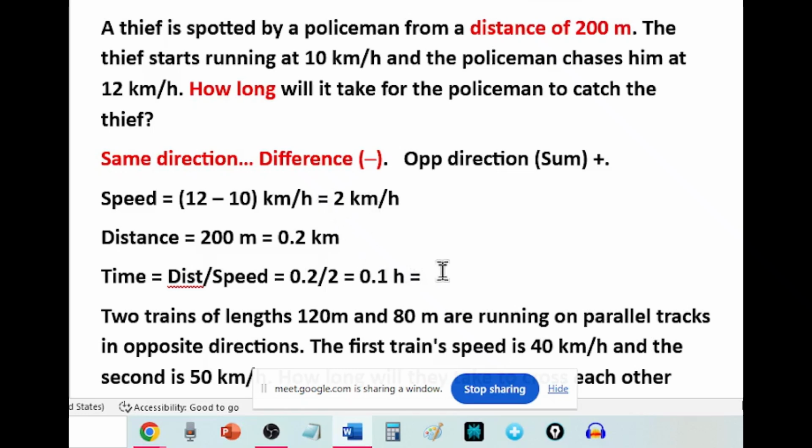So 0.1 hours. How will you change it? 0.1 into 60 minutes. So 0.1 into 60 will be 6 minutes, right? 60 into 0.1, that will be 60, then 1 decimal, 6.0, that is 6 minutes. Okay, this part? Okay.